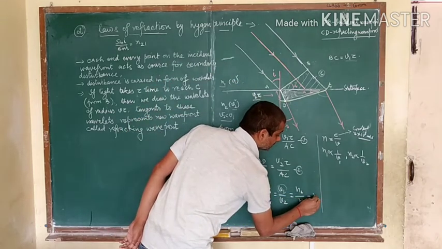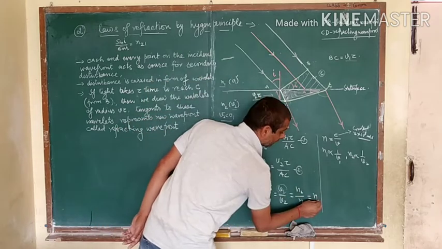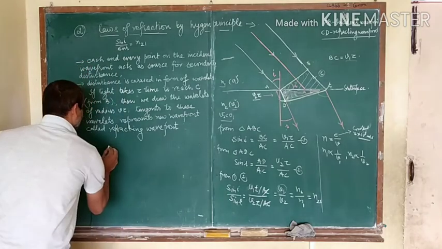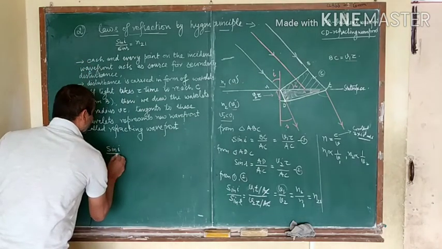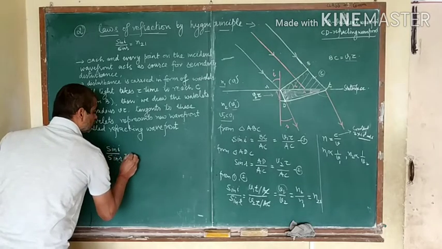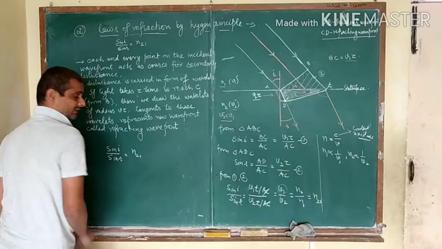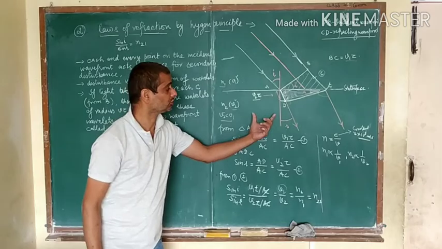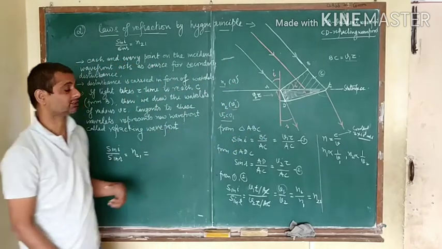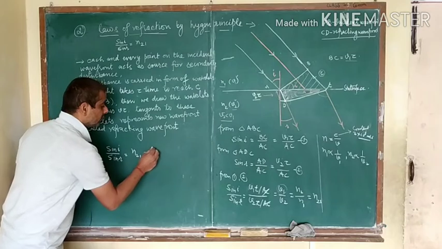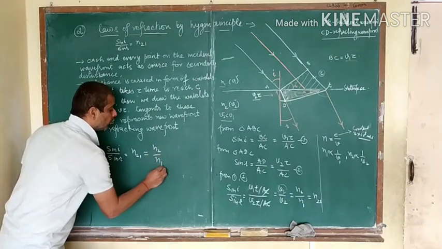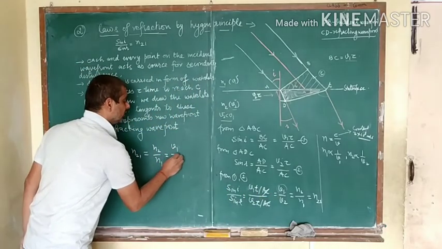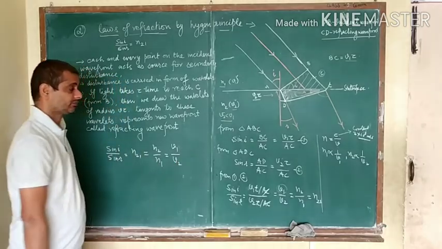So the next one is nothing but the relative refractive index, the refractive index of 2 with respect to 1. So from here you can say that the sine of angle of incidence to the sine of angle of refraction is equal to the relative refractive index, that is the refractive index of the second medium to which the light goes, with respect to the medium from where it has come, that is n1. So here it is n2 divided by n1, and if you want to write it in terms of velocity, it is v1 divided by v2.